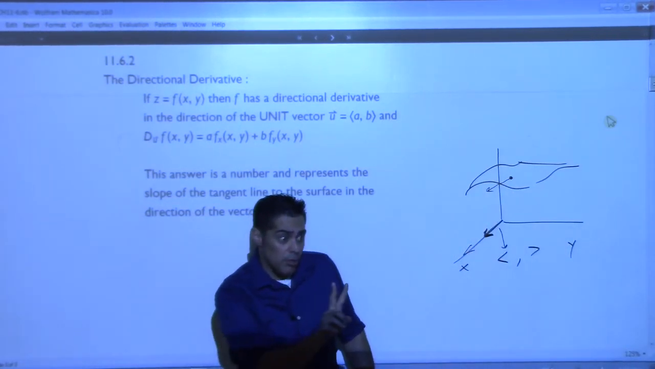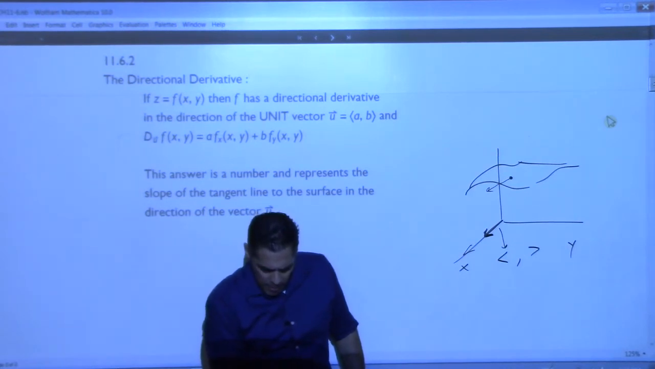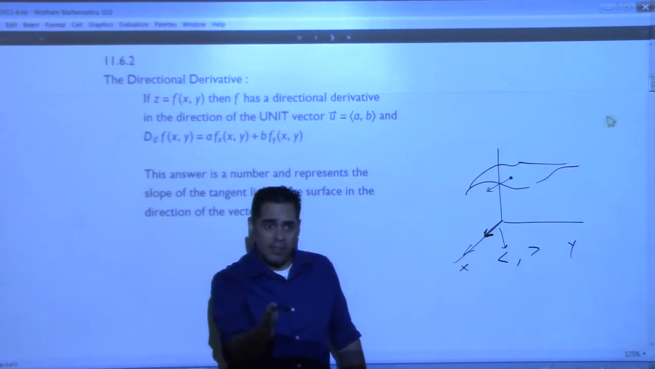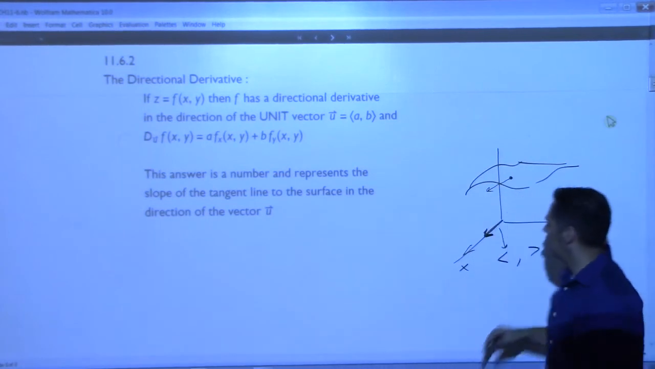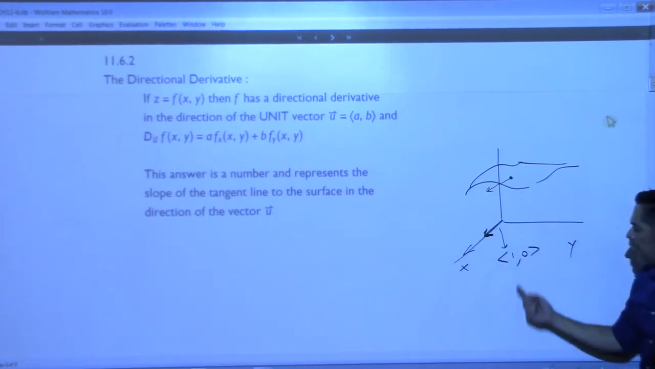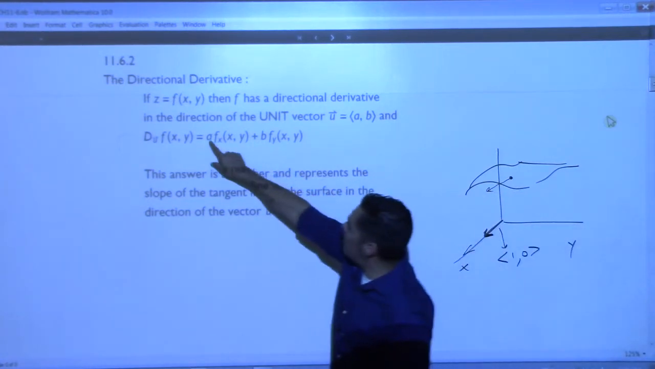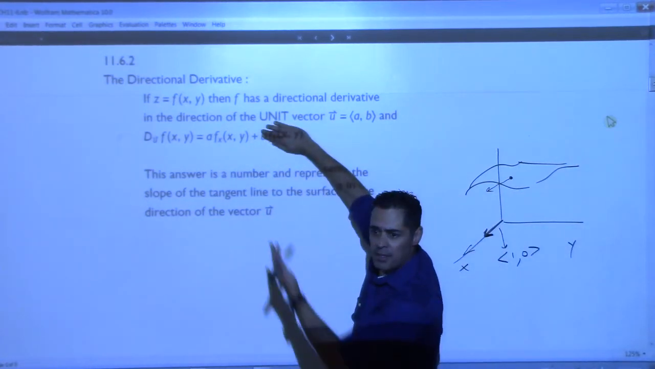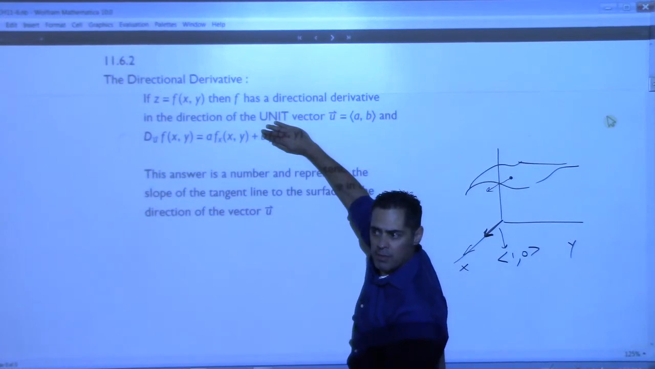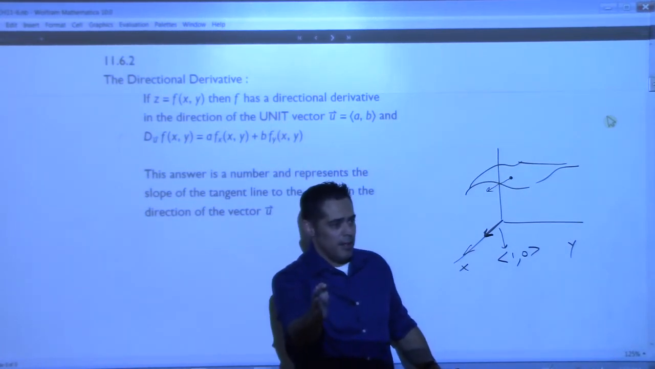It's two-dimensional. It's on the ground, so it's the vector pointed down the x-axis: 1, 0, right? And that means that A is 1 and B is 0. If you go into this formula and put 1 here and 0 here, this is gone. You just get the partial derivative with respect to x, which is what we said it was, right?